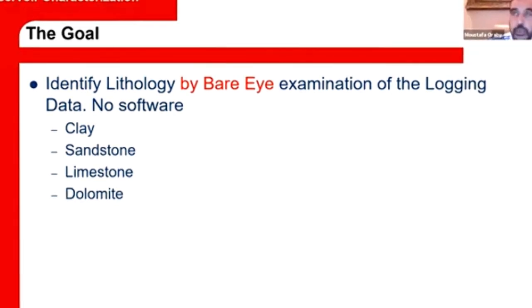We need to look at the log and say, oh, this is a sandstone zone, this is a limestone zone, this is a dolomite zone. We need to build these skills because these are more important than just going to the software. In the software, if you are not even skilled, if your eyes are not skilled in the way of evaluation, the software may fool you. Sometimes we take things for granted. We go to the software, we use the parameters that are already defaulted in the software, and it comes up with absolutely nonsense analysis, and somehow we believe the software more than what we believe ourselves.